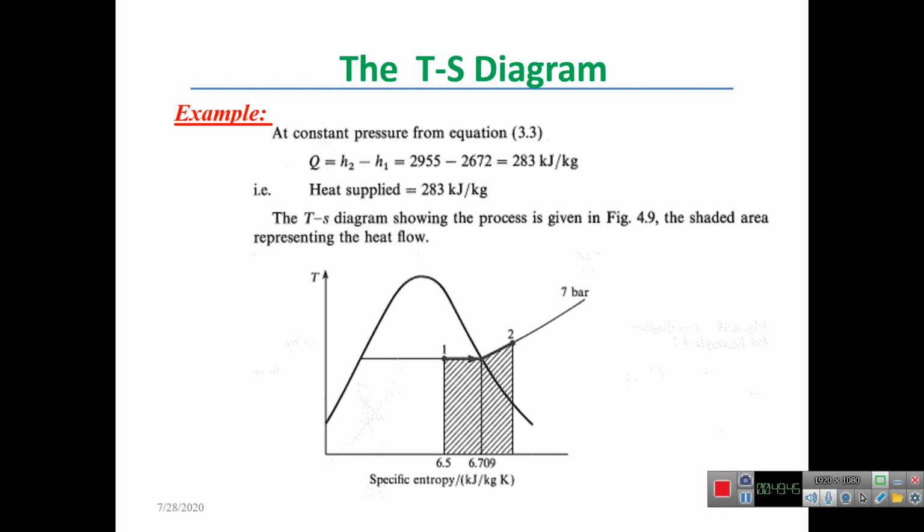Now the TS diagram is shown here, as we have just explained, and the area under the TS diagram between states 1 and 2 represents the heat flow, as we have shown in our previous study.